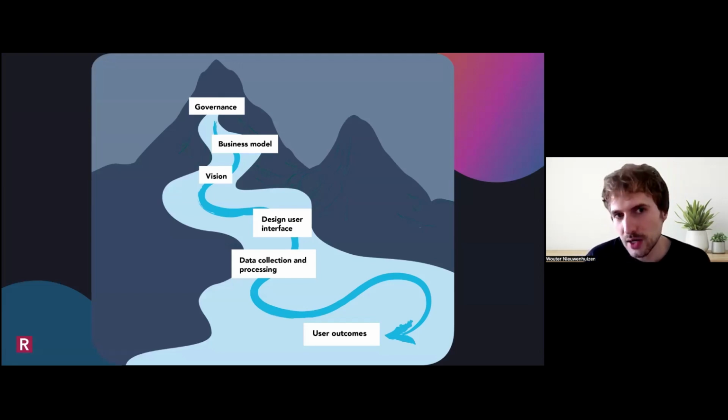And we argue this is because the user outcomes, so the things that we see online, they are really influenced by a lot of design choices that we usually don't see. So we call this a design choice model of upstream and downstream design choices and outcomes. And ultimately, it's the governance, the business model, and the vision of companies behind these online environments that really decide what the user interface looks like, what kind of data is collected and processed, and thus what the outcomes are.